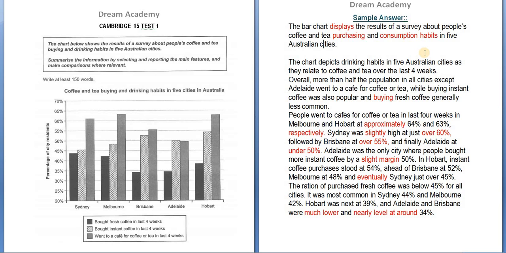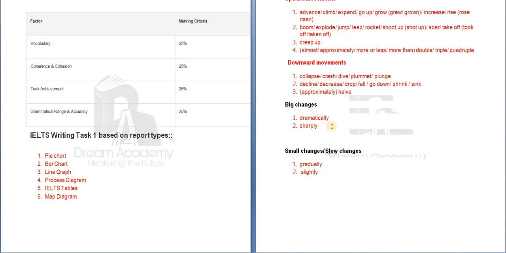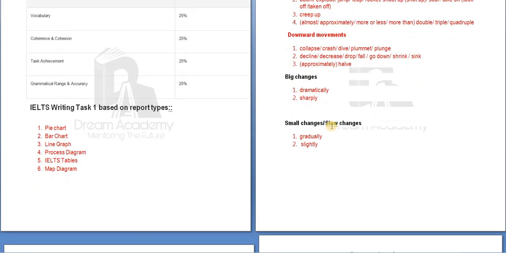So try to make some paraphrase in your writing. Try to use some words like approximately, over, lower, slightly, nearby, grammatically. So if you can use this kind of words, then it will help to get a good band score in your writing, obviously.